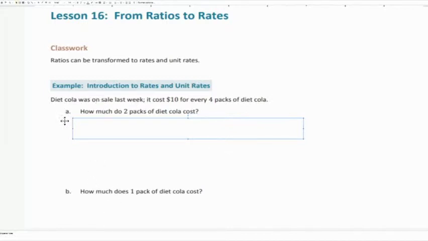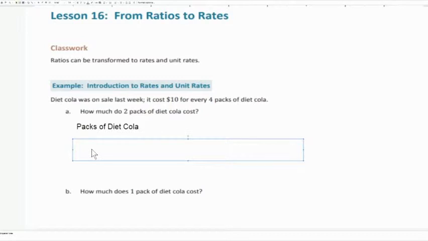So let's go over our first example. Diet Cola was on sale last week. It cost $10 for every 4-pack of Diet Cola. How much do 2 packs of Diet Cola soda cost? So we have the 4-pack here. It costs $10. We want to know how much a 2-pack costs. So we have a couple things we have to set up. First we need to talk about the packs of Diet Cola. The other thing we have, of course, is the total, how much it actually costs.